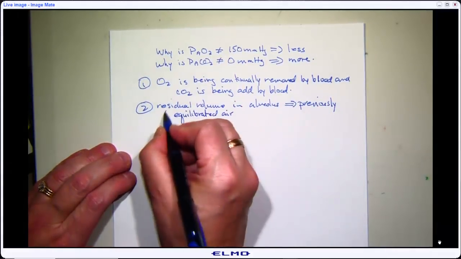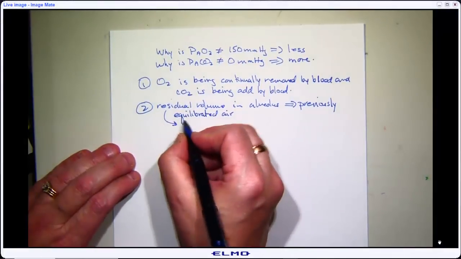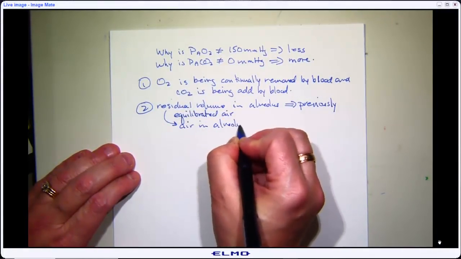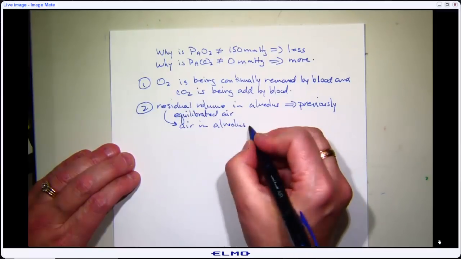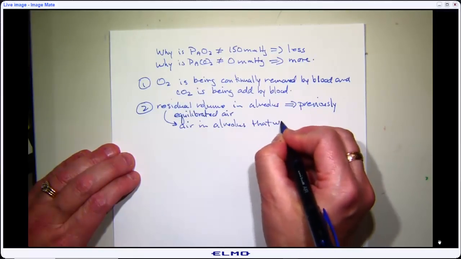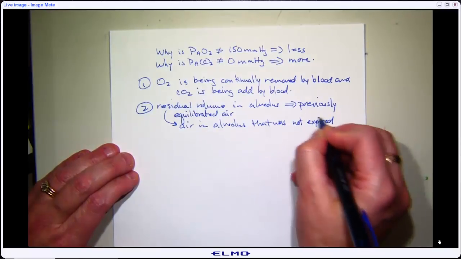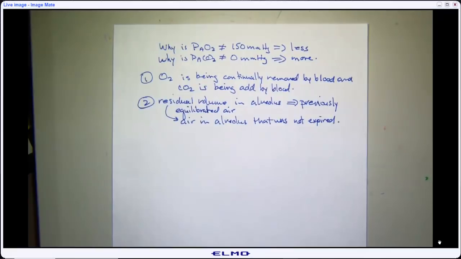Here this residual volume is air in the alveolus that was not expired. So that's why CO2 is going to be higher and oxygen is going to be lower.